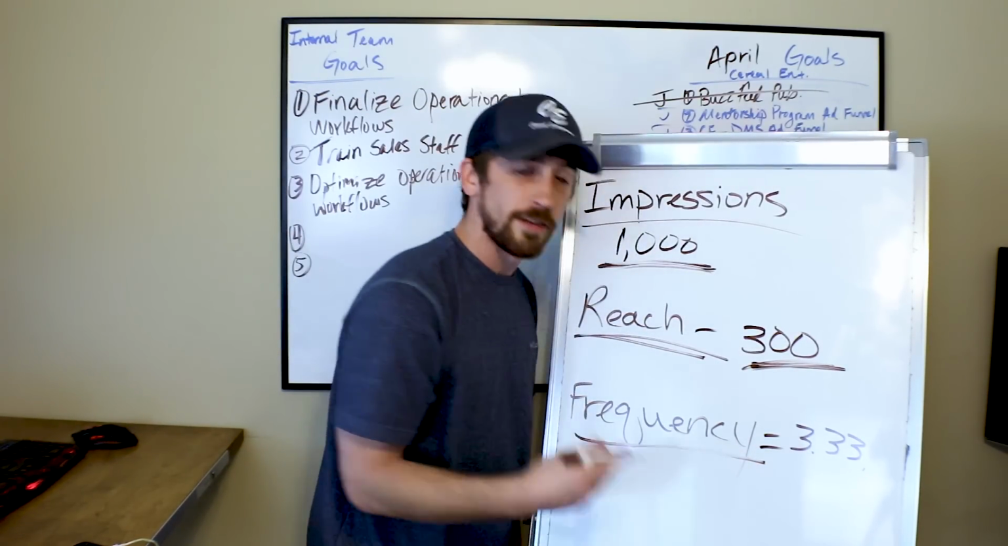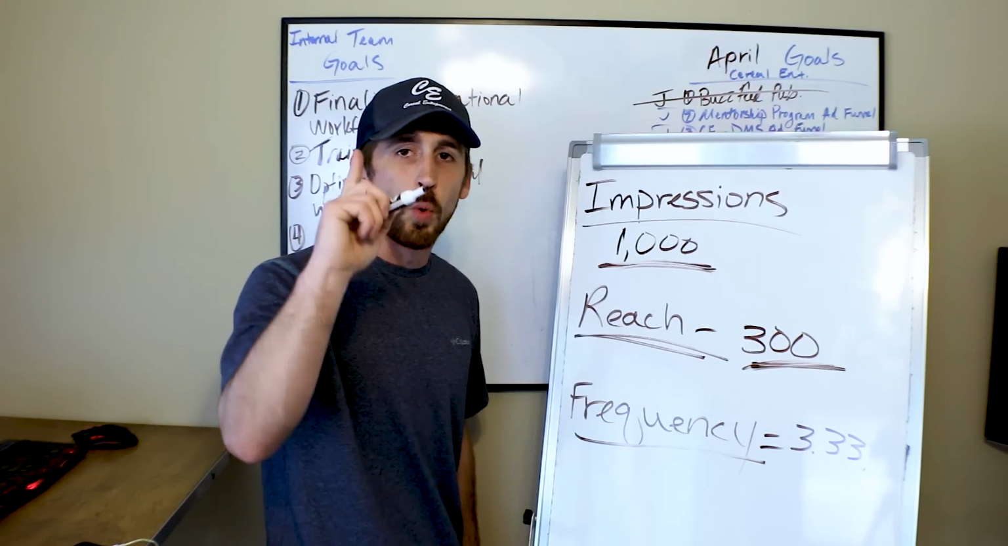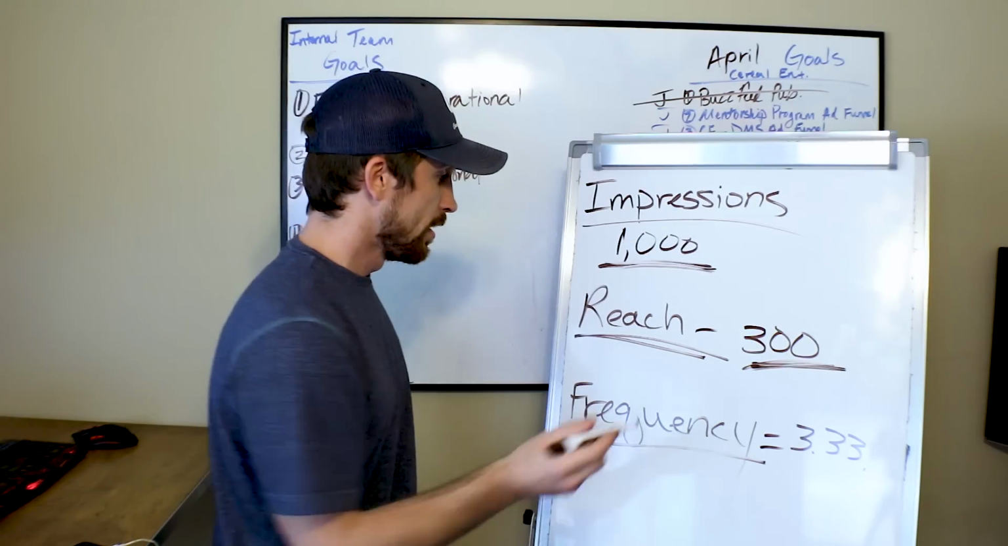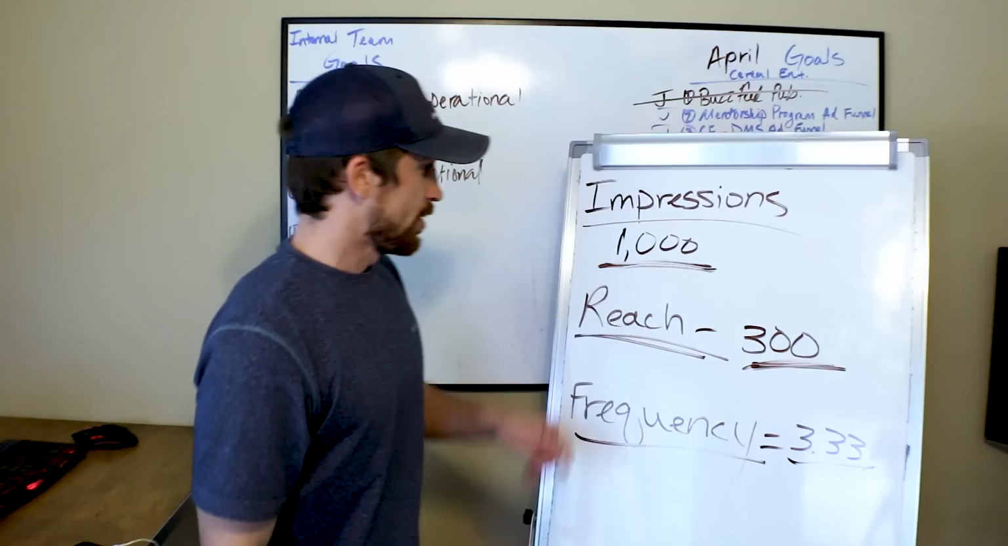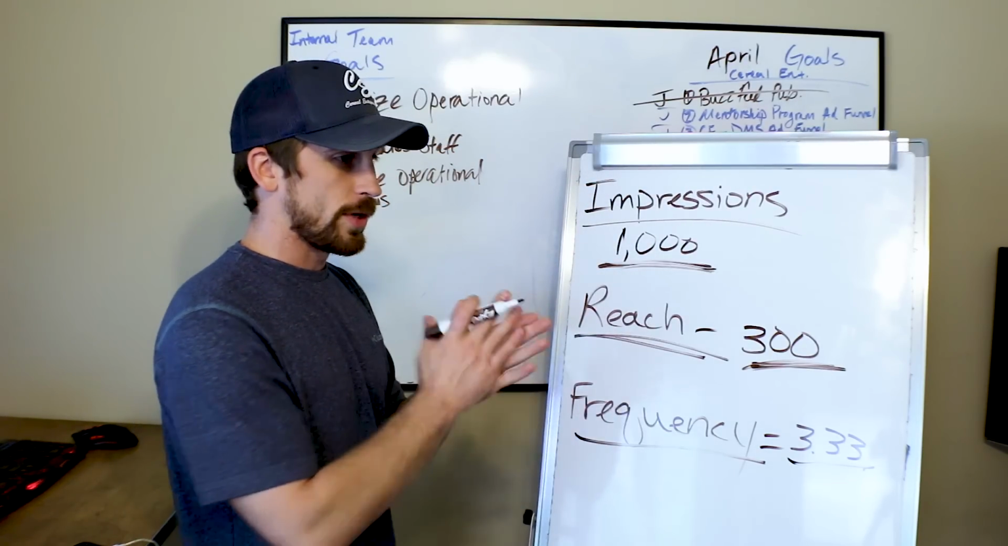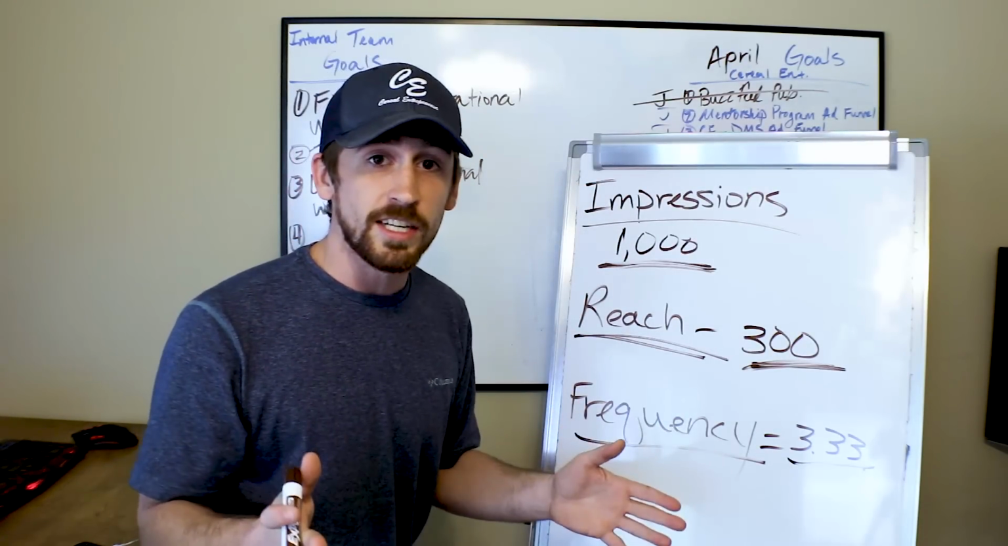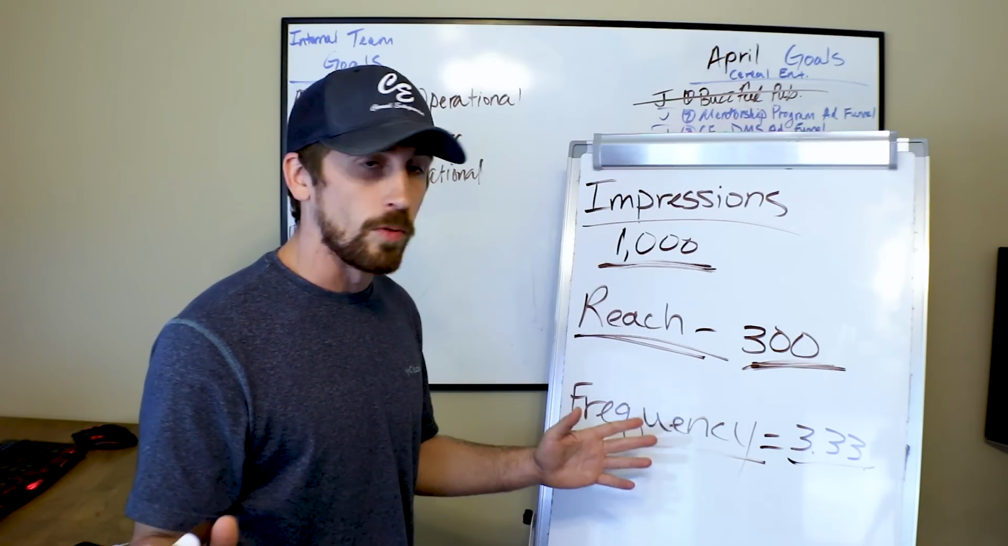So let's get into frequency, and frequency is just how many times one person is seeing an ad, okay? So very basic, very simple. Just understand that impressions, again, is showing the ad. It doesn't matter how many times a person has seen it, it's shown that ad to that many people, okay?